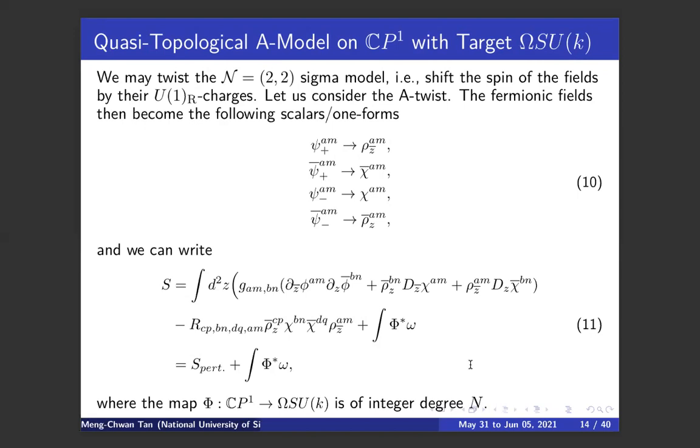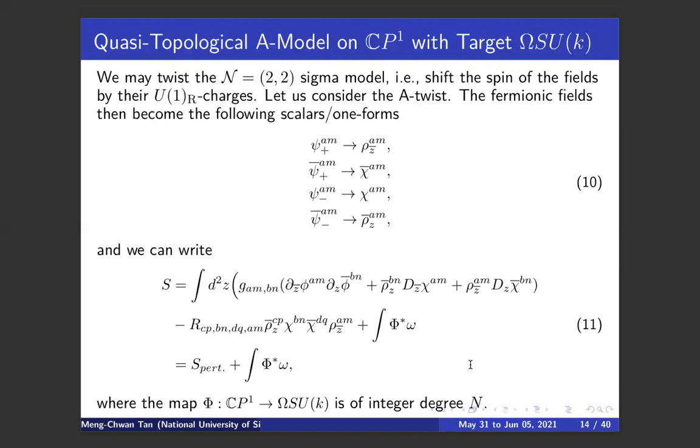And the A twist is the one that is relevant for us, because ultimately we want to associate our twisted sigma model with maps from CP1 into the loop group. That can only happen if you do an A twist. If it's a B twist, you don't get that. Essentially, twisting just means you diagonally embed the Lorentz group with the U1R group, and in 2 dimensions, it simply is shifting the spins of the fields by their respective U1R charges.